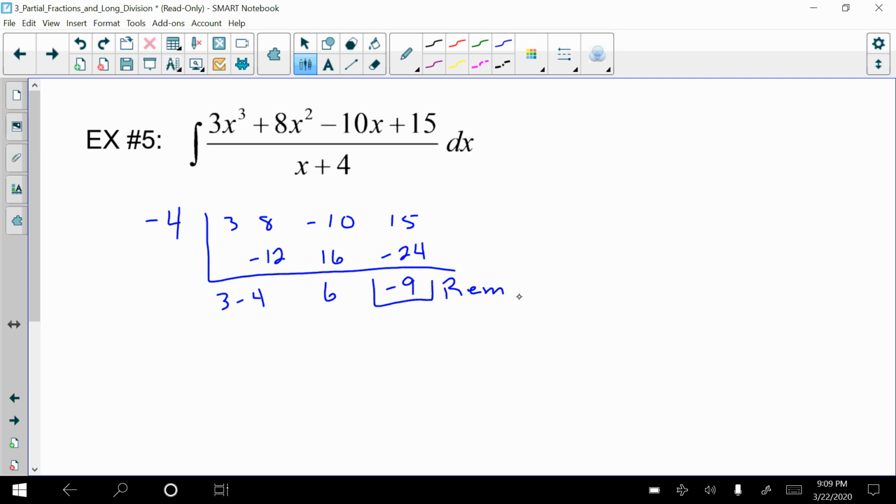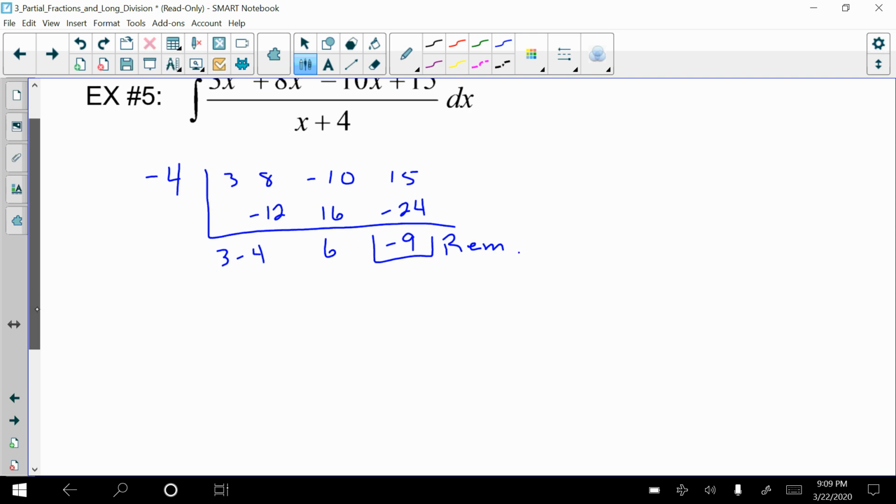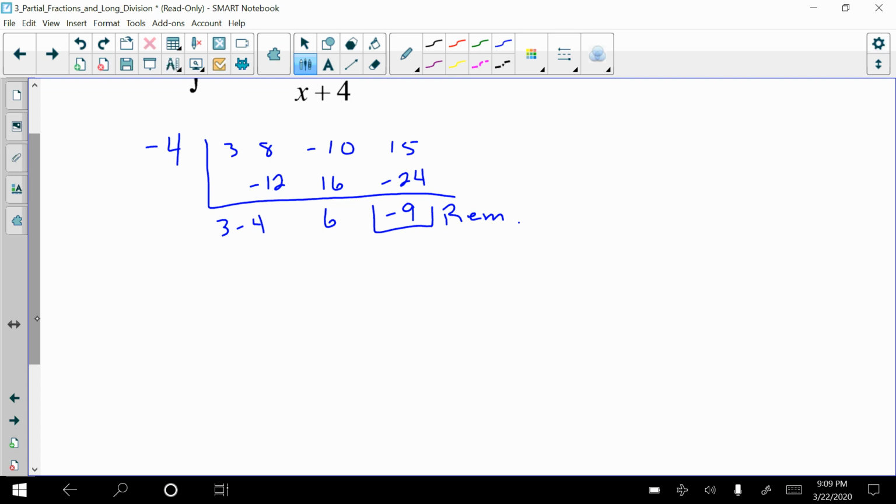Because I divided a third degree polynomial by a first degree polynomial, we are left with a second degree polynomial for our quotient, for our solution. So this becomes 3x squared minus 4x plus 6. And the way that we express the remainder is I'm going to say plus whatever the remainder is over the divisor, x plus 4 in this case. There we go. This becomes our new term that we're going to integrate.